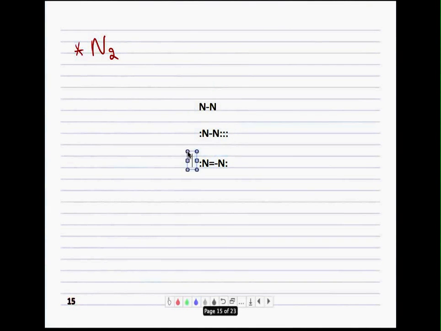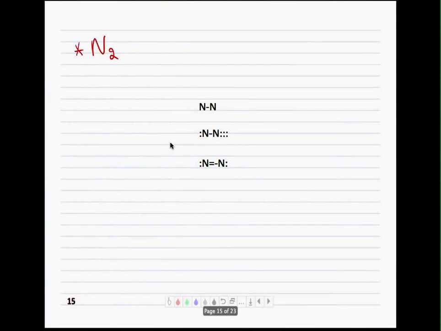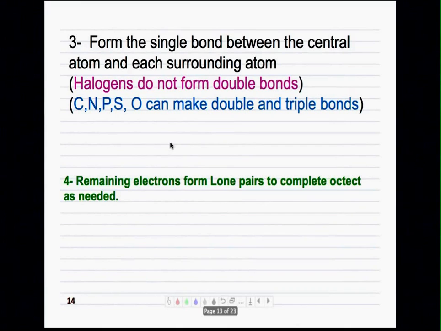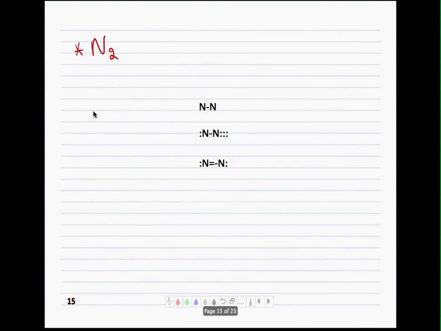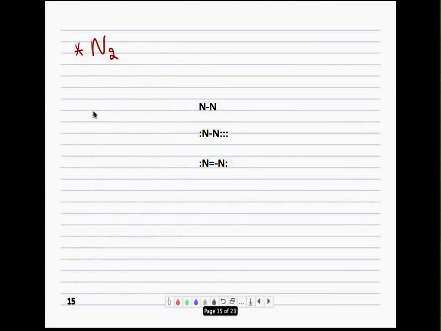But before I go any further, I have to double check if nitrogen can do a double or triple bond. So I go back to my list. It says carbon, nitrogen, oxygen, phosphorus, and sulfur can form double and triple bonds. So now I end up with a triple bond. So this is the Lewis structure of N2. Every time you're given a molecule, you have to do all these steps.